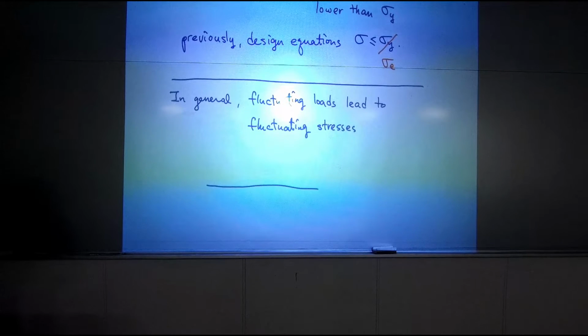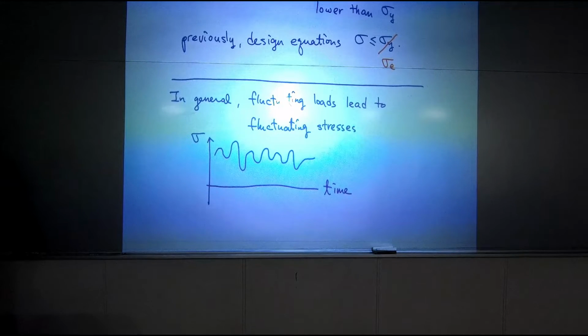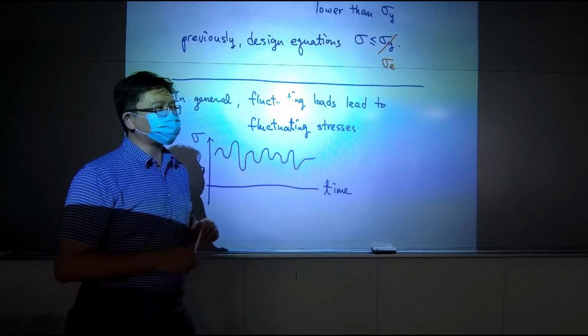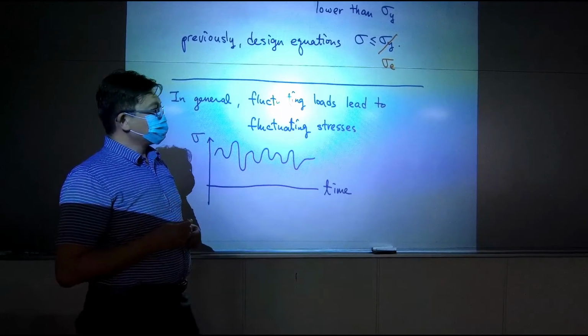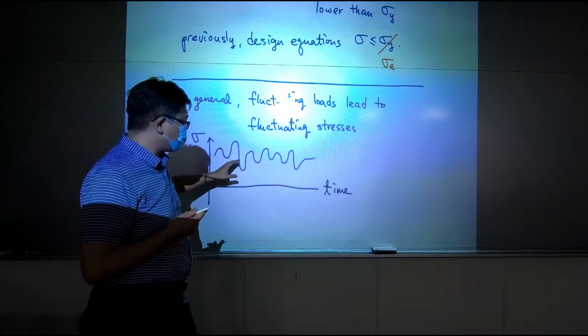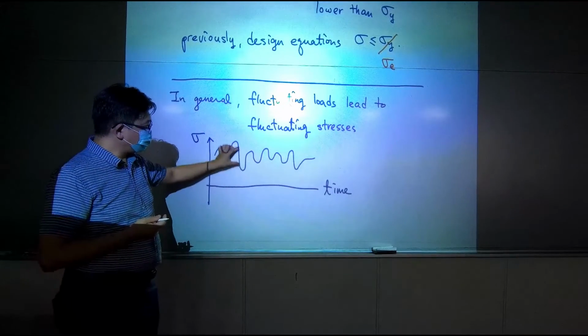Which means if this is time, then your stress could be fluctuating like this. This is a stress, okay? This is a general case. And how it fluctuates may not be studied easily. So we are going to study this in a statistical way. We're going to study the mean value and also the amplitude.